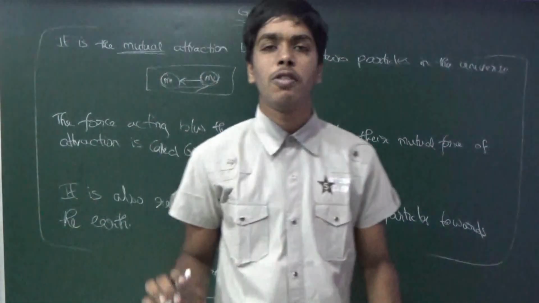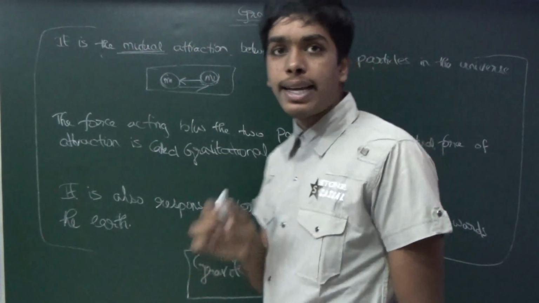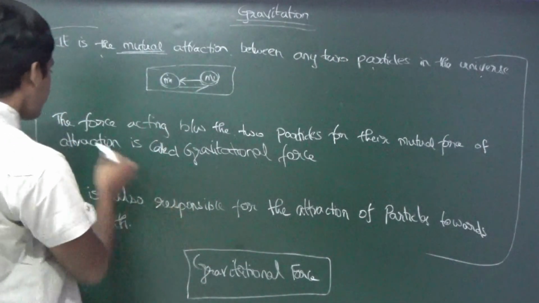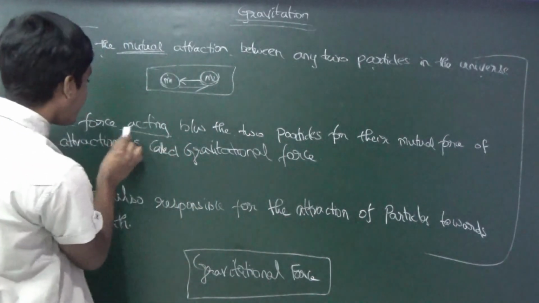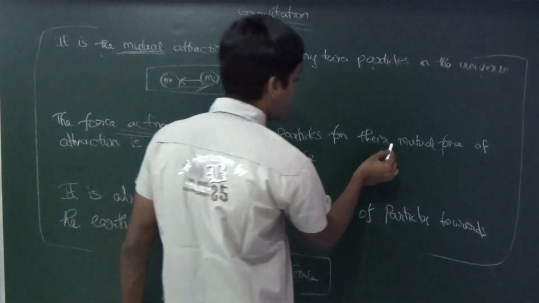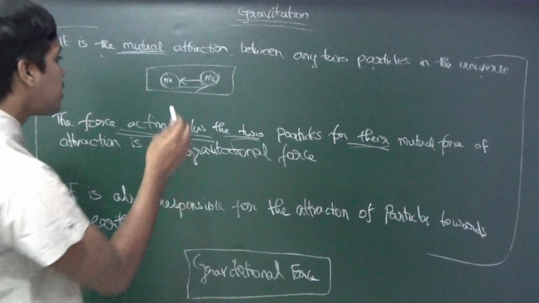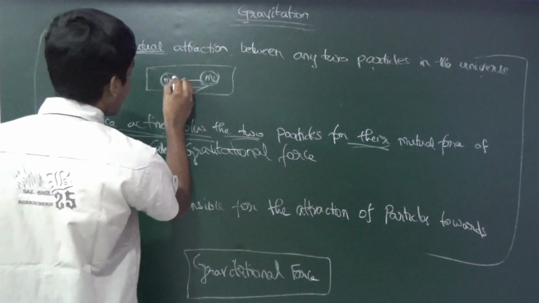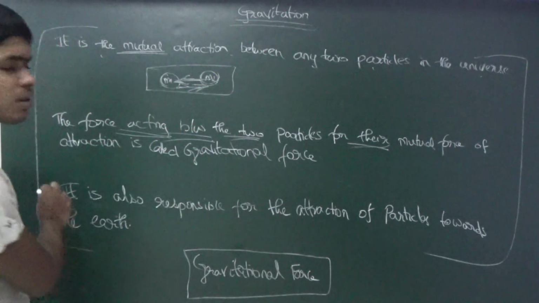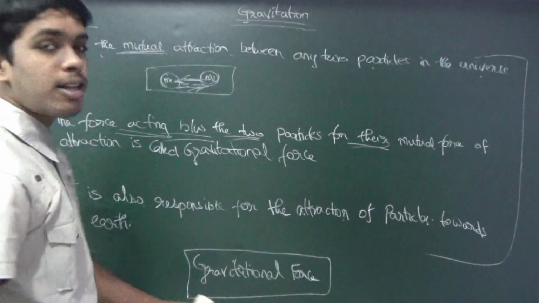Okay, first we will see what is the gravitational force. It is the mutual attraction between any two particles in the universe. So M1 and M2. Now the force acting between the two particles for their mutual force of attraction. That means they will attract each other. That means M1 will attract M2 and M2 will attract M1. Now it is also responsible for the attraction of particles towards the earth. It is called the gravitational force.